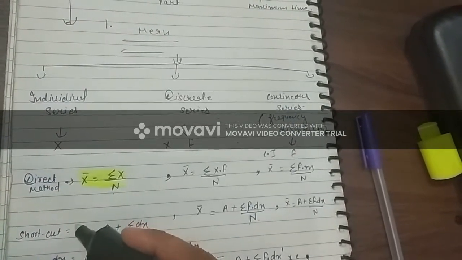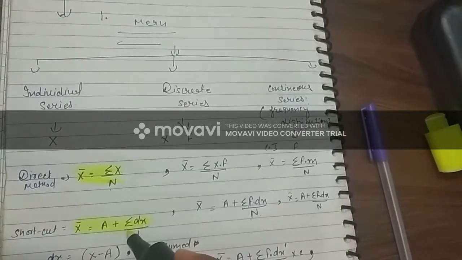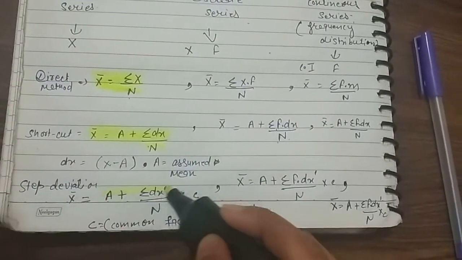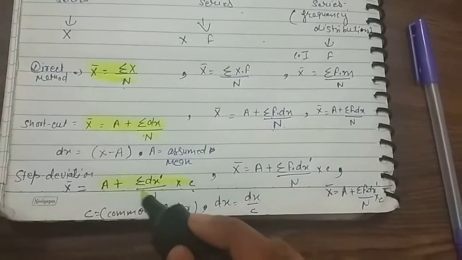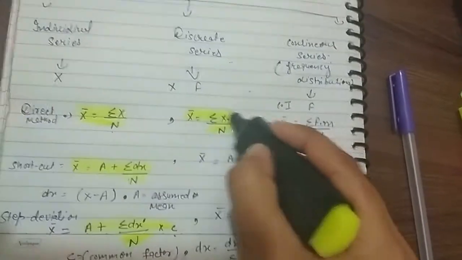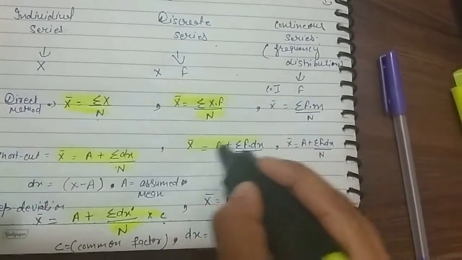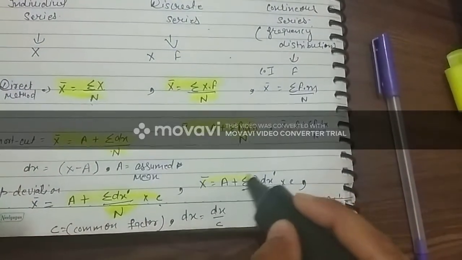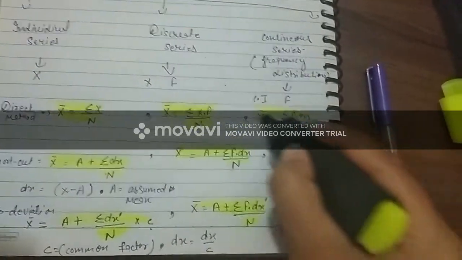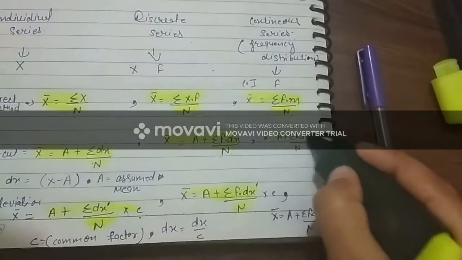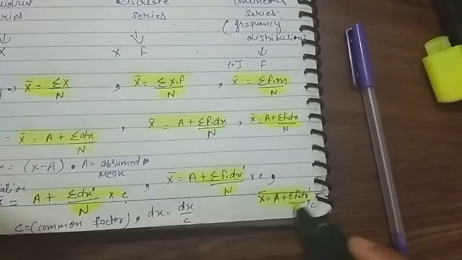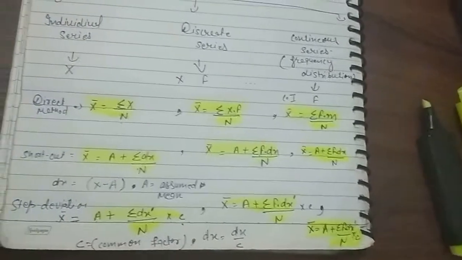This is direct, this is shortcut, and this is step deviation. These are the formulas.